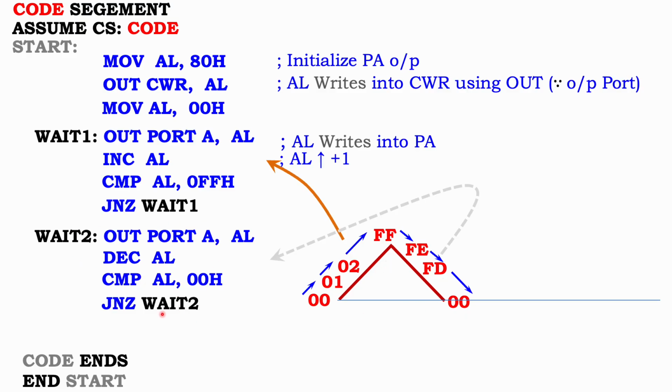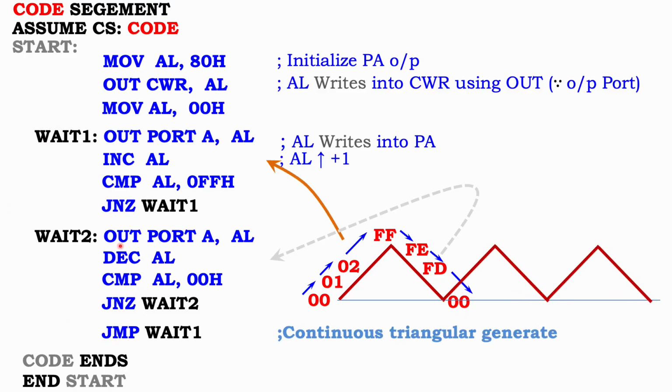It will be compared until 00. When 00 is achieved, what happened now? This loop will be satisfied and it will come out of the loop. See that when it comes out of the loop, what do we want? We want one more rise, one more fall to continue the triangular wave analog output. So for that reason, we go to loop 1 again. That I wrote in the last sentence.